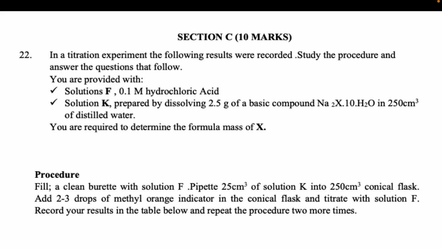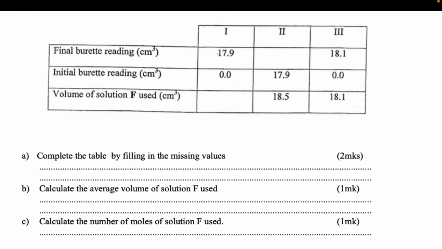Procedure. Fill a clean burette with solution F. Pipette 25 cm³ of solution K into a 250 cm³ conical flask. Add 2 to 3 drops of methyl orange indicator to the conical flask and titrate with solution F. Record your results in the table below and repeat the procedure 2 more times. Complete the table by filling in the missing values.